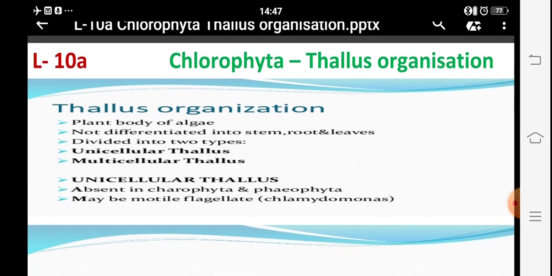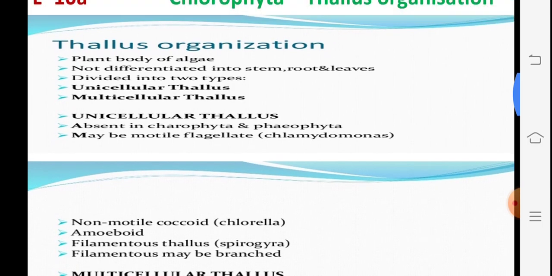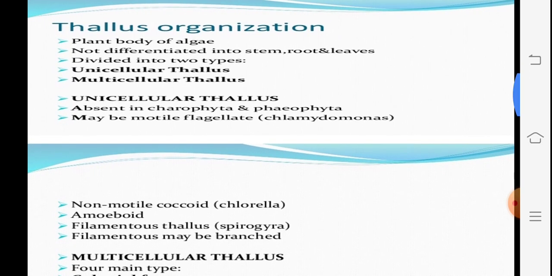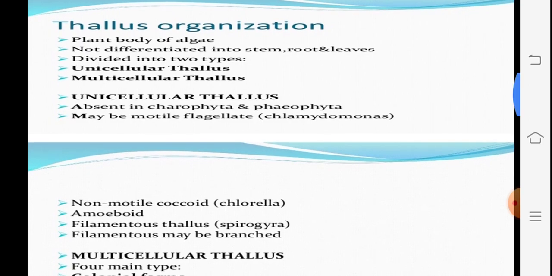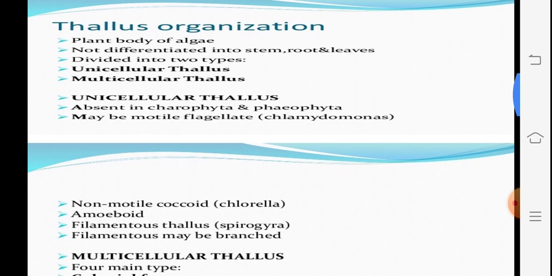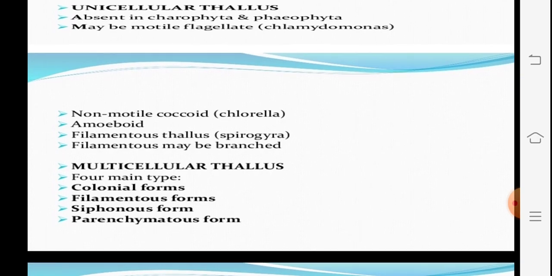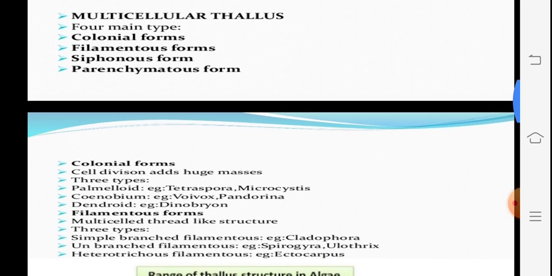In Chlorophyta, the green algae, the plant body is generally not differentiated into stem, root, and leaves. There are two main types of thallus, unicellular and multicellular. The unicellular forms include motile flagellate forms like Chlamydomonas, non-motile forms like Chlorella and coccoids, and filamentous forms like Spirogyra and Ulothrix.